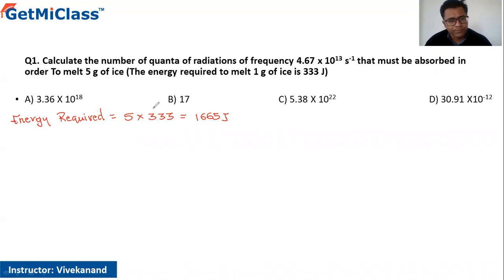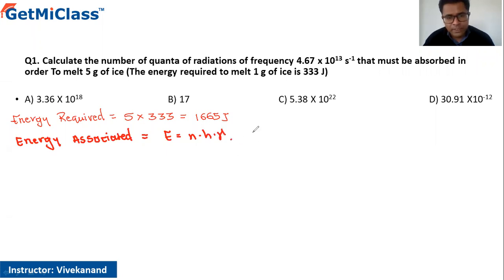Right? Now, secondly, they have asked us to calculate how much amount of quanta of energy is required. So therefore, we shall use the energy associated with the quanta, that is E is equal to N into H into nu, right? So therefore, we are looking at the number of quantas. So the number of quantas would be equal to energy by H into nu.